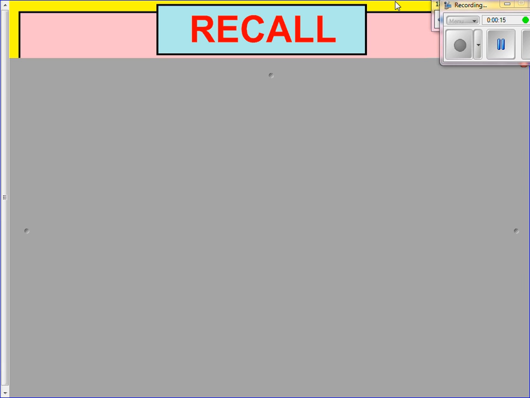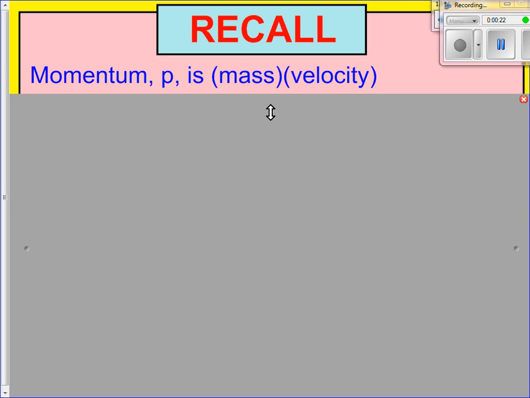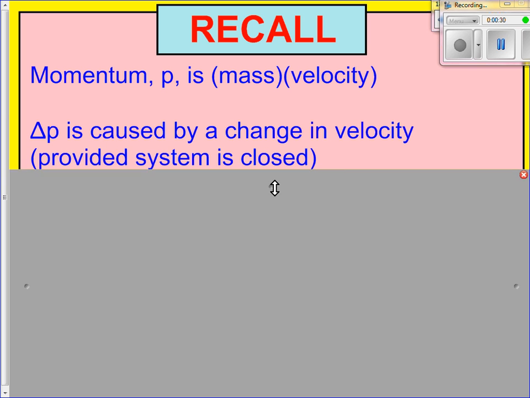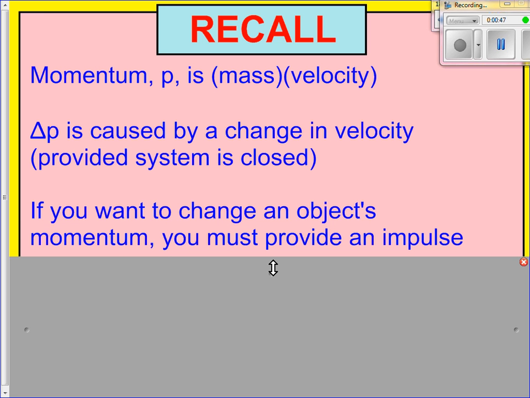Before we can move on, it's important to make sure that we recall some very important information we learned in the first two videos. Let's look at that information now. First of all, we learned in video 1 that momentum, which has the variable p, is found by taking your mass times your velocity. We also learned that a change in momentum is most likely going to be caused by a change in velocity, provided that the system is closed. If the system is closed, that means no mass is being changed, and therefore velocity is the only thing that can actually be changed.